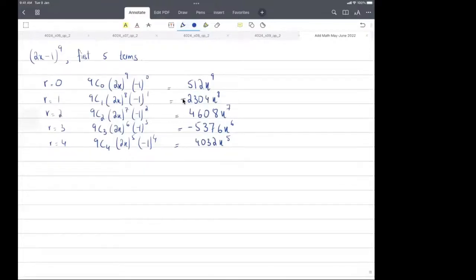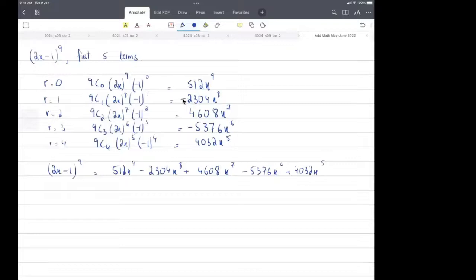So yeah, achha. So let's write this nicely and see if we can find a pattern here. 2x minus 1 to the power 9 is equal to 512 x to the power 9 minus 2304 x to the power 8 plus 4608 x to the power 7 minus 5376 x to the power 6 plus 4032 x to the power 5. ठीक है. अब यहाँ पे पैटर्न क्या है? यहाँ पे पैटर्न ये है.